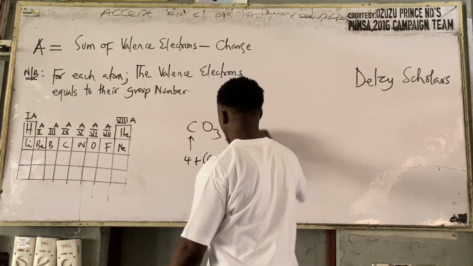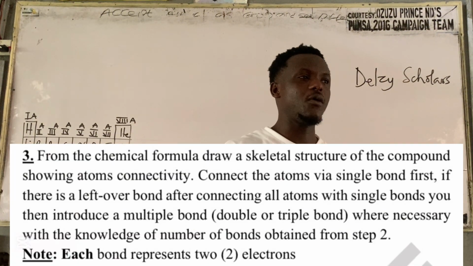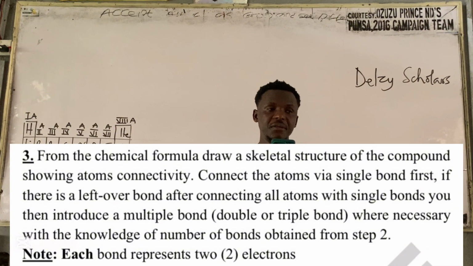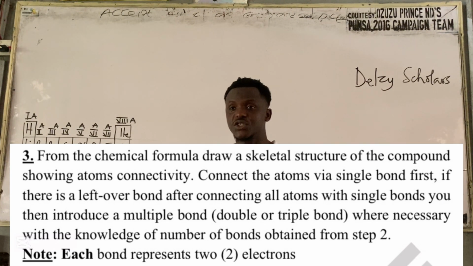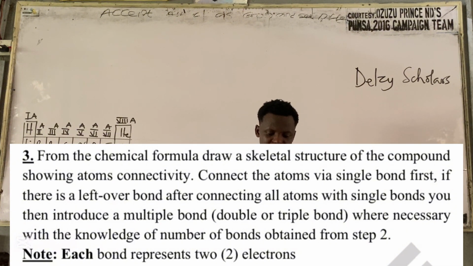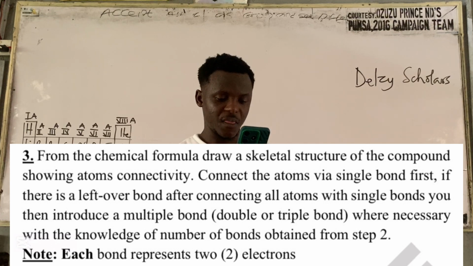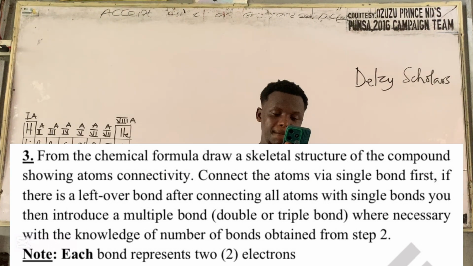Now let's look at our step number 3. Draw the skeletal structure of the compound showing the atoms' connectivity. Connect the atoms via single bonds first. If there is a leftover after connecting all the atoms with single bonds, you can now introduce a multiple bond.